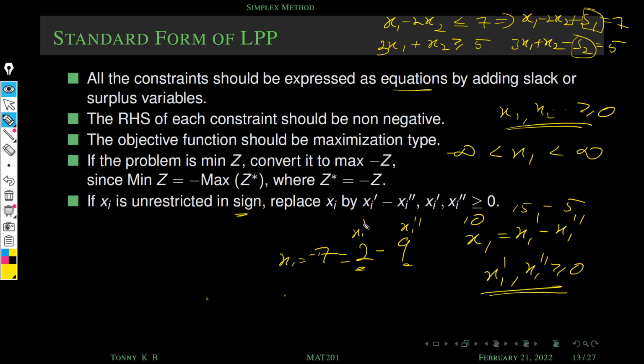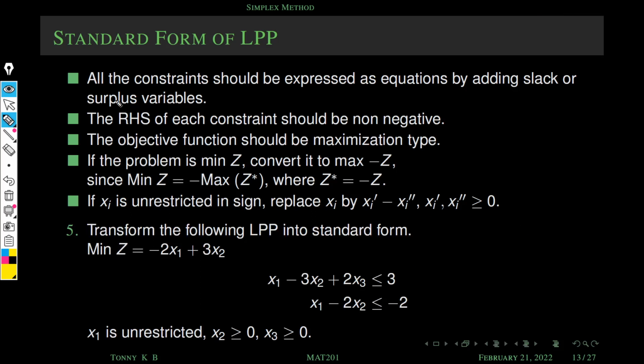So if some decision variables are unrestricted, then we convert that variable like this. If xi is unrestricted, then we have to replace all the xi's by xi dash minus xi double dash, and we assume that they are non-negative. Okay, so this is the process of converting a given LPP to standard form.